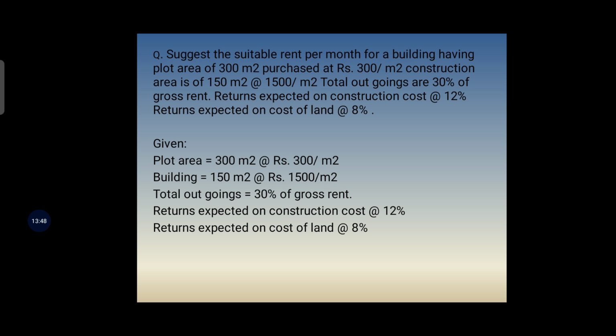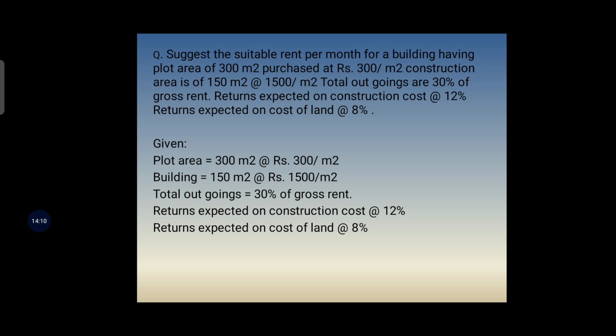Now the next sum is to suggest the suitable rent per month of a building, with the given information: plot area 300 square meters at ₹300 per square meter, and building area construction 150 square meters at ₹1500 per square meter.